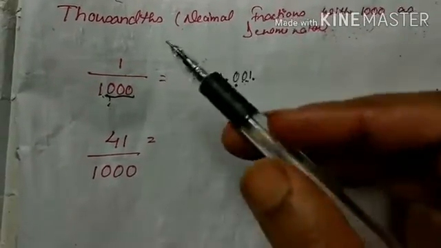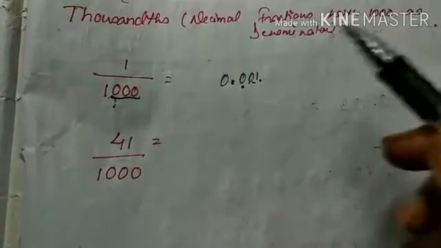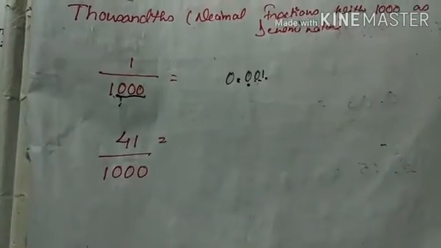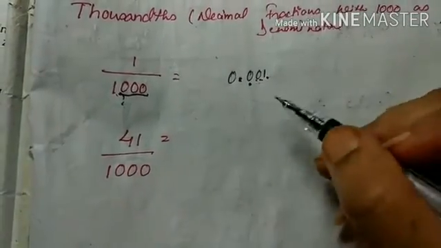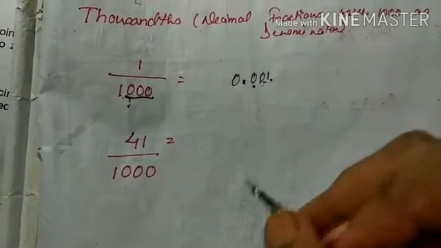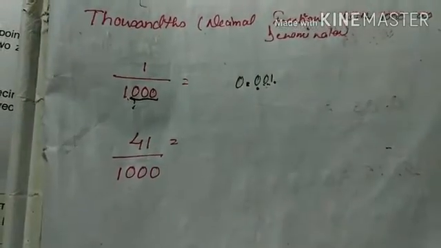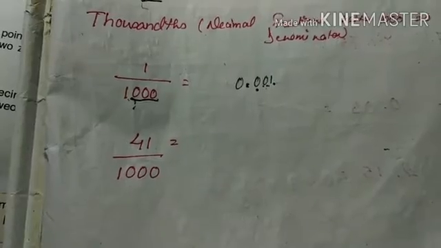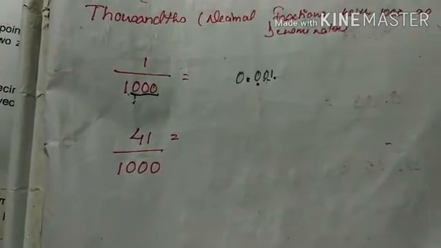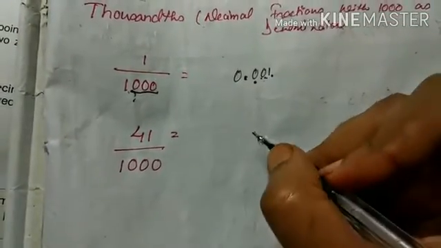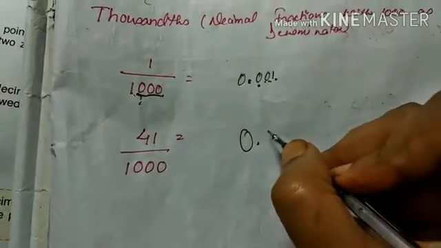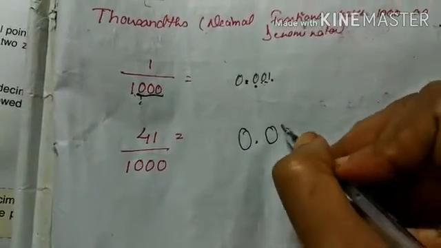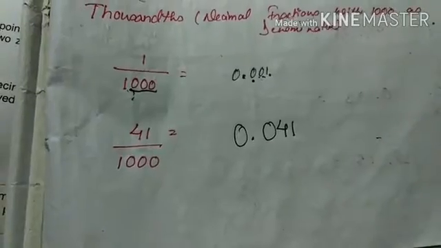Now thousandths, a decimal fraction with 1000 as denominator. Here 1 by 1000, 3 places of decimal, so 0.001. Put the point after 3 places from the right towards the left. Here 41 by 1000 is 0.041, 3 places of decimal.